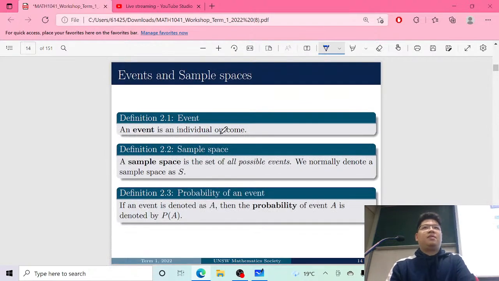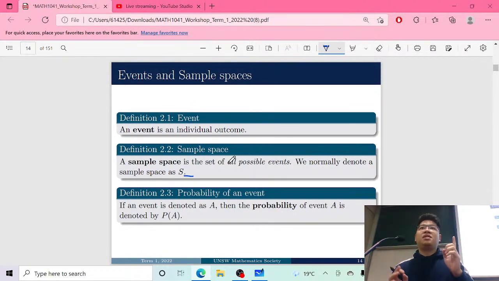So we'll start off with some simple definitions. You don't have to note this down, but I'll just quickly go over it for the sake of it. An event is an individual outcome. A sample space is the set of all possible events. We normally denote the sample space as S. And the probability of an event is essentially the probability that a particular outcome happens from that sample space. The whole idea of probability is that you're defining what is possible and what's not.